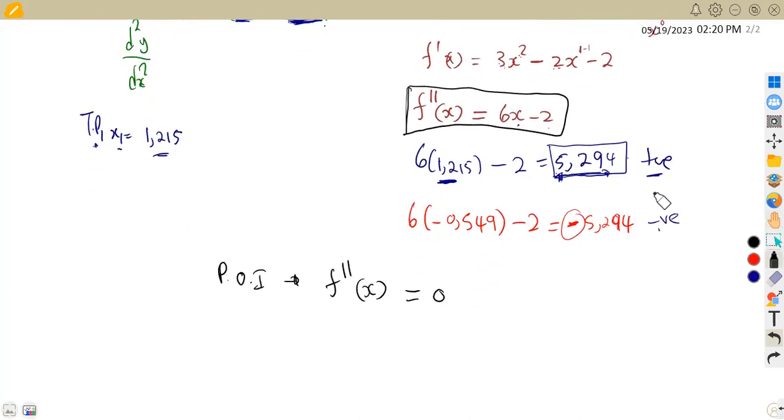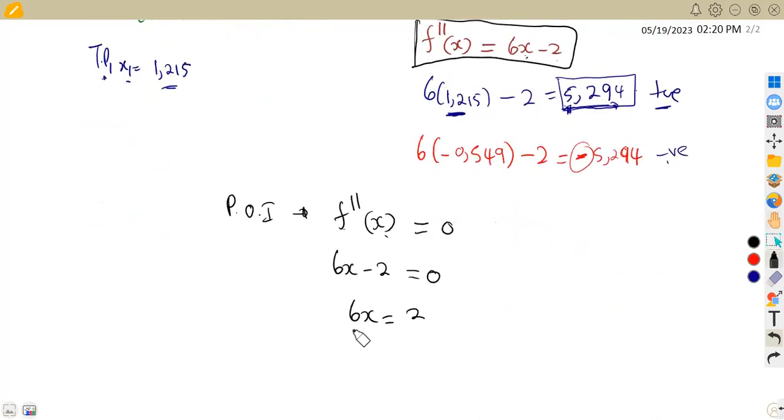So what is going to be our point? We have already determined our second derivative, that's 6x minus 2. So we simply equate our second derivative to 0. Then we can have the value of x. So 6x is equal to negative 2, so 2 goes to this side as a positive. We divide by 6 both sides, thus having the value of x, which is 1/6.